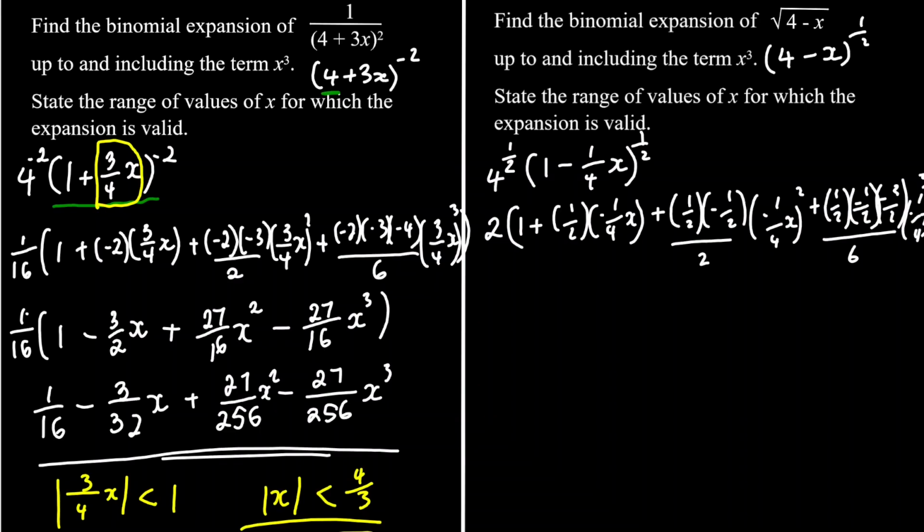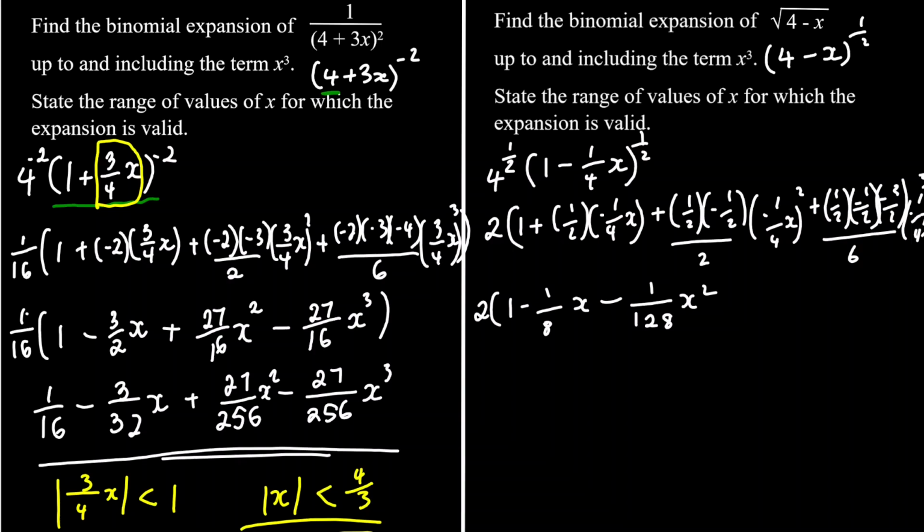So simplifying those terms, we've got 2 times 1 minus an eighth x. And we've got minus, so a half times a half is a quarter, over 2 is an eighth, and then it's times a 16th. So an eighth times a 16th will be 1 over 128 x squared.